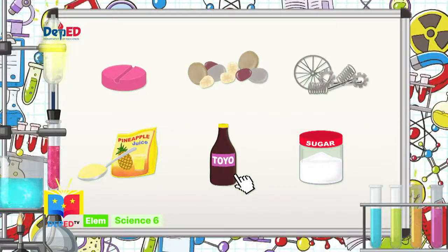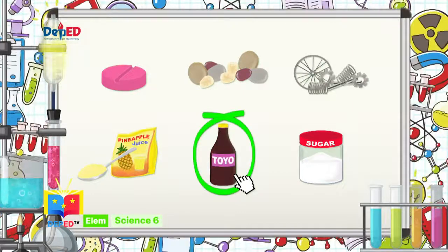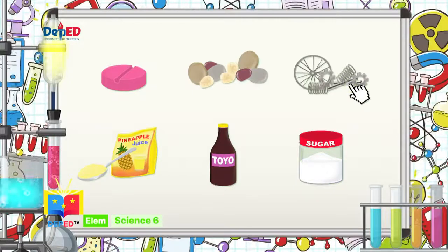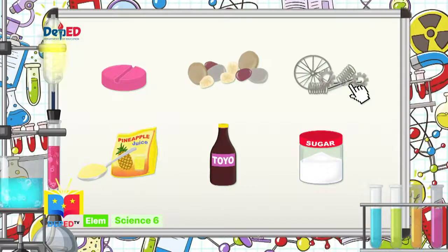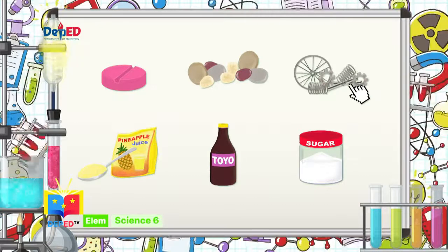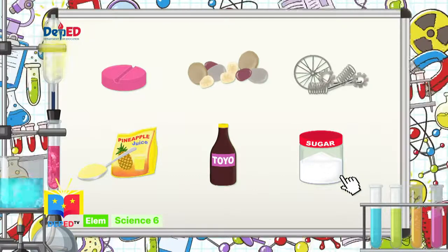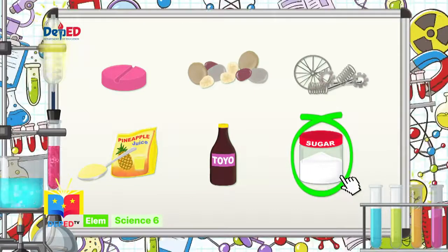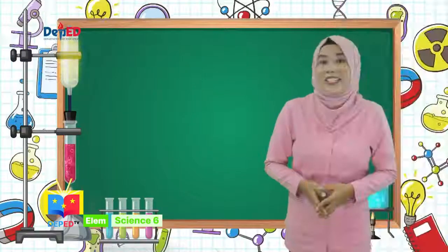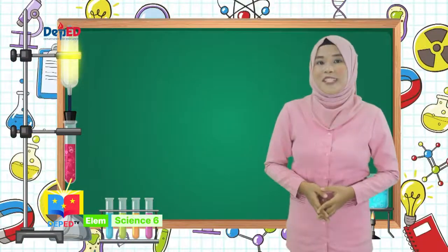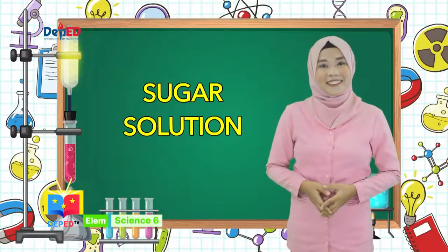Can soy sauce be dissolved in water to form a solution? Yes, it can. How about metal scraps? Can we dissolve it in water to form a solution? No, we cannot. Lastly, can water dissolve sugar to form a solution? Yes, it can. Amazing science-minded learners! An example of a solute dissolved in a solvent is sugar solution.